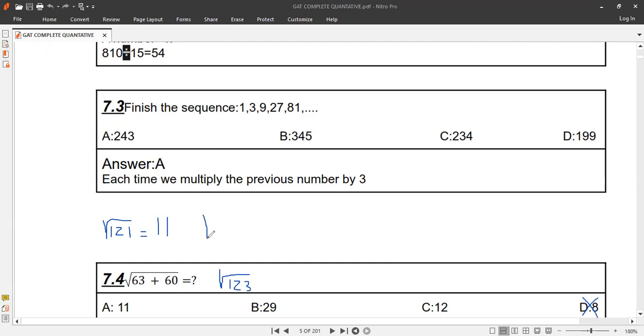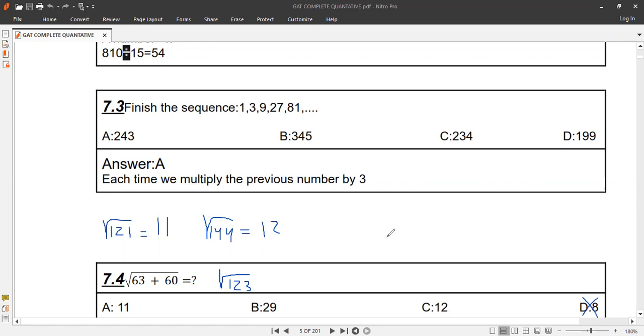The square root of 144 equals 12. And the square root of 169 is 13, and so on. So you need to memorize the square roots until 15.